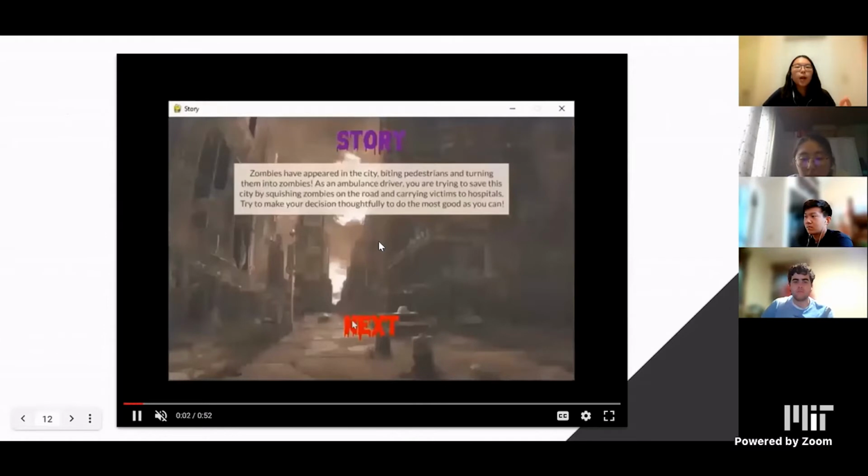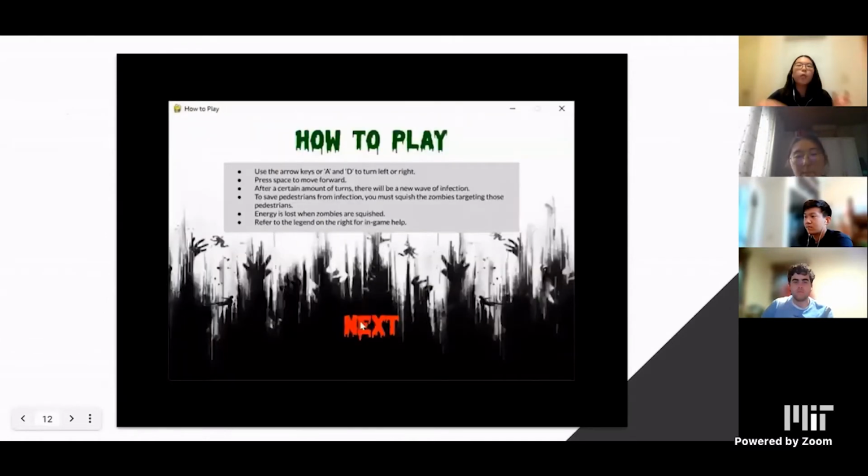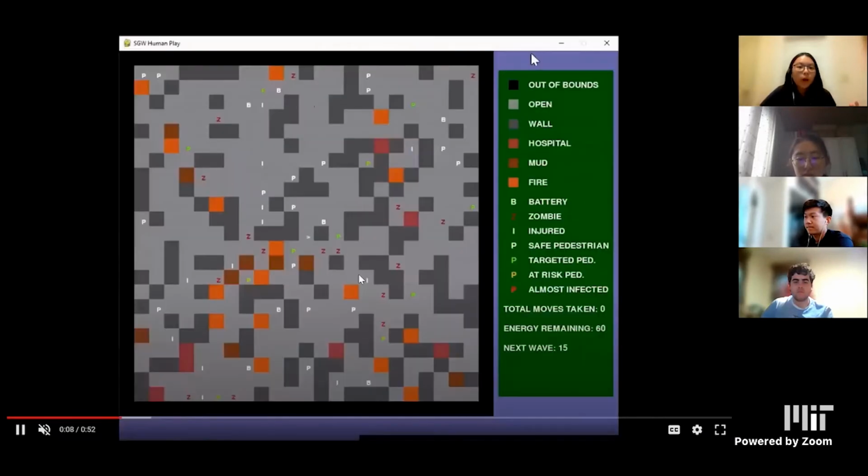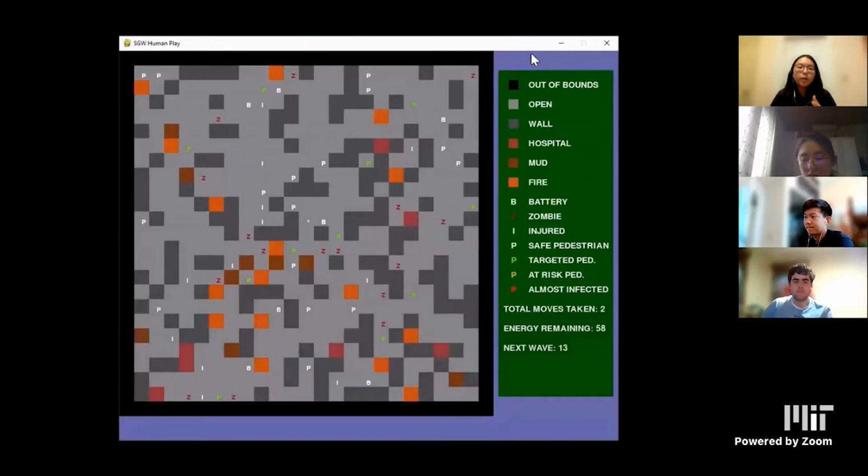So this is starting up the game, and these are the 3 screens that play before you get into the actual game. And now we're into the actual game. You can see that something you should pay attention to is the status of the pedestrian, right? So you want to take note, you see how they're changing color as we're moving more and more, which basically signifies that the wave is happening and they're slowly becoming infected, which you just saw.